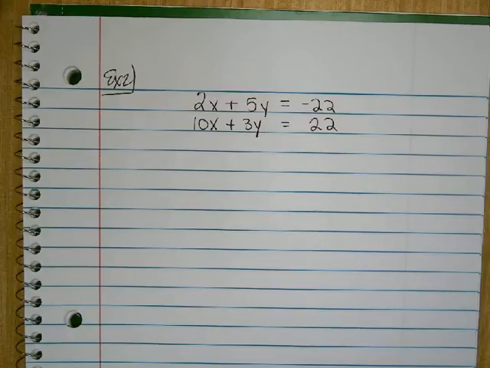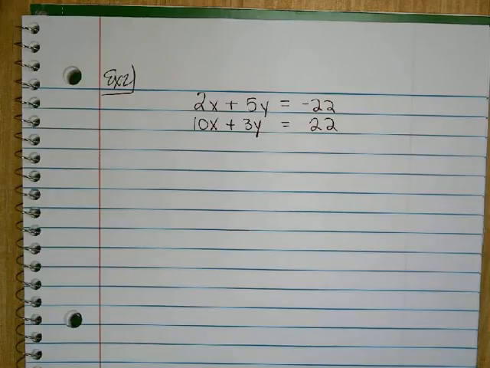22 and negative 22 will give you 0, but if you were to add them just exactly the way they are right now, you get 12x plus 8y equals 0. And that wouldn't help me. I wouldn't be able to figure out x or y from there. So sometimes when they give you the problem, you have to do a little work before things will eliminate.